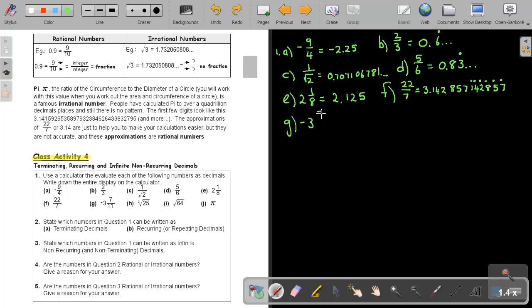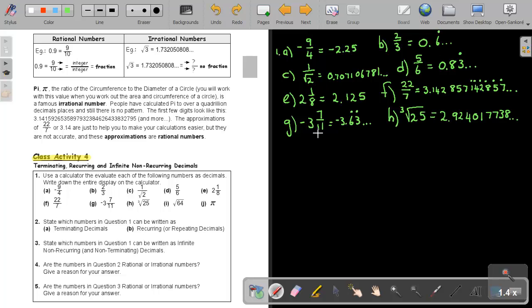Okay. And then number G, negative 3 and 7 over 11. That will give you negative 3.6363. So this continues, and I'm just going to write it like this. Just remember this one also continues. And then number H, it's the cube root of 25, not square root. And that will be 2.92401778, and it just goes on.